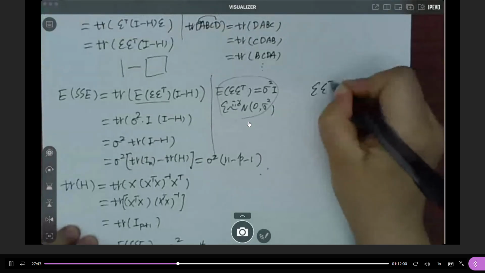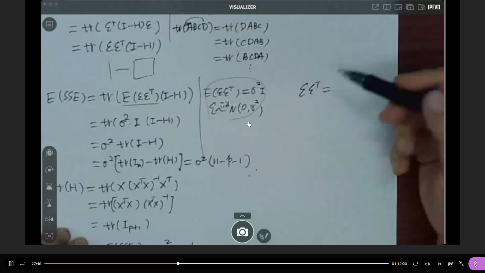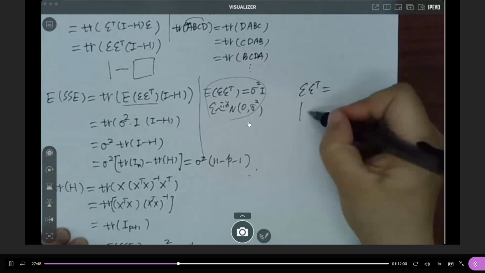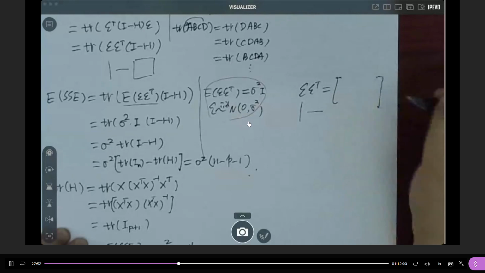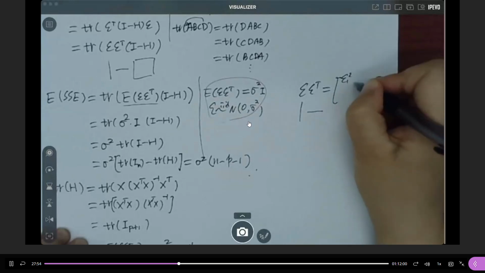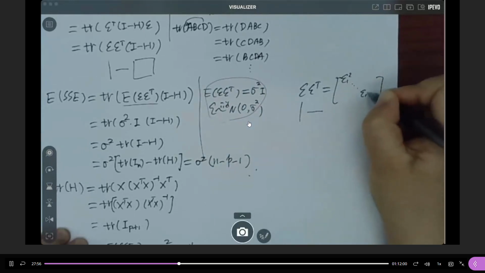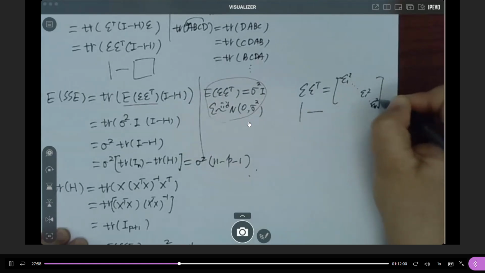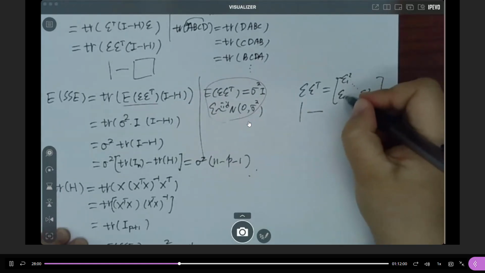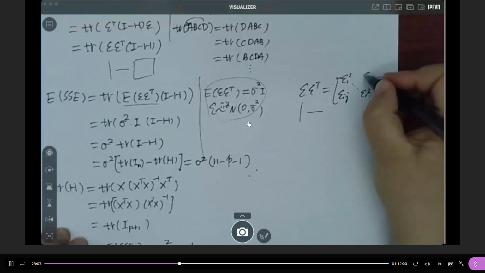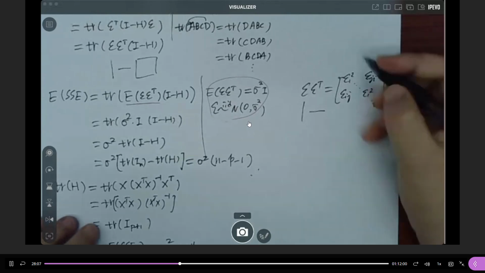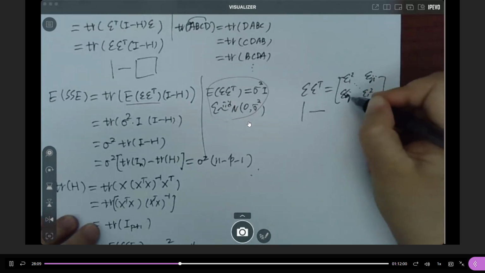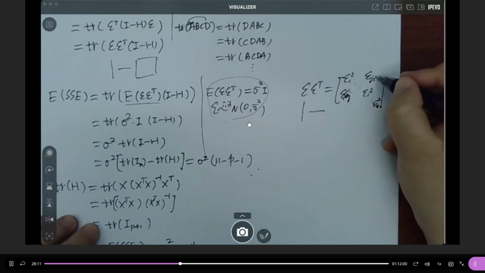So epsilon epsilon transpose. If you write it out as a matrix, this is a column vector, this is a row vector. It will give you an n by n matrix, okay? On the diagonal, you have sigma 1 squared, sigma i squared, sigma n squared. Off diagonal, it is sigma i sigma j. This will be sigma j sigma i.